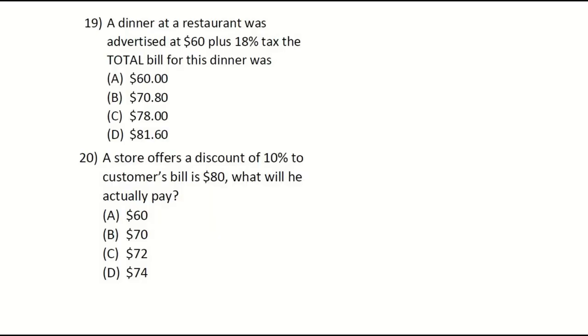A dinner at a restaurant was advertised at $60 plus 18% tax. What is the total bill? Anything more than 60, so it can't be A. With 18%, let's find the tax: 18 over 100 multiplied by 60 over 1. Cross that out, cross that out. This is 3, this is 5. 18 by 3 is, 8 3s are 24.